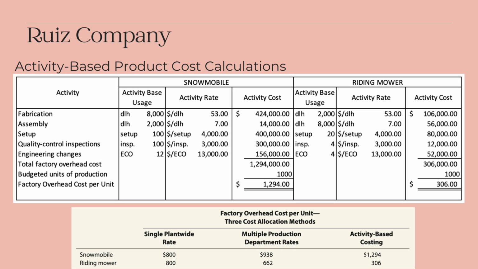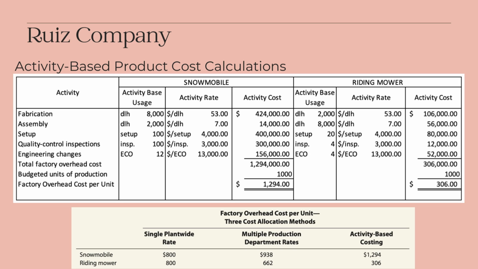the riding mower $662. But when further activities were identified aside from department and aside from the assembly and the fabrication departments, it shows that the snowmobile cost $1,294 for its factory overhead per unit and the riding mower $306 per unit. Here comes the dangers of product cost distortion. So it would seem that the snowmobile is underpriced when using a single or the multiple production department rates method.